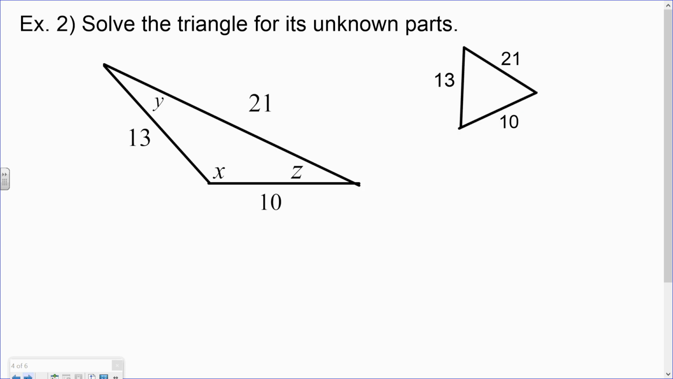We could also have something like this. I've got all the sides and none of the angles. So I know I can't use law of sines. I don't have any opposite pairs. Do I know if I can just use right triangle trig on this? Is it a 90-degree triangle? You know that? It's not necessarily drawn to scale.